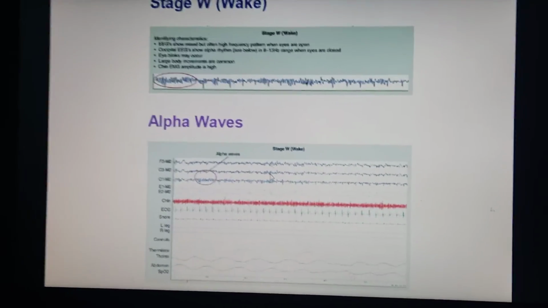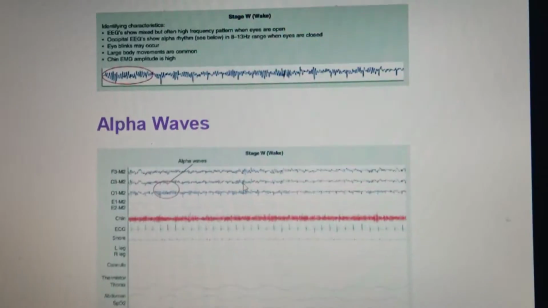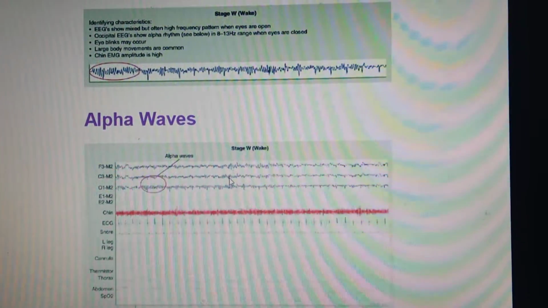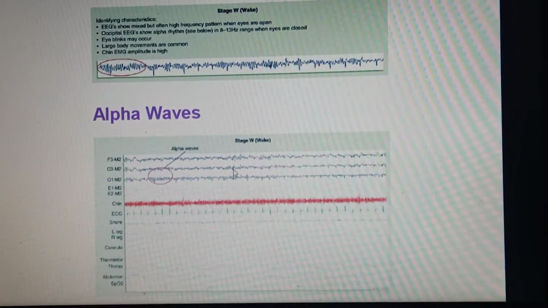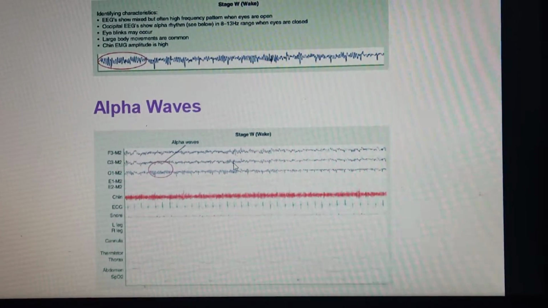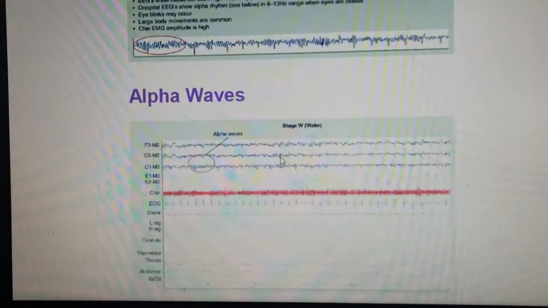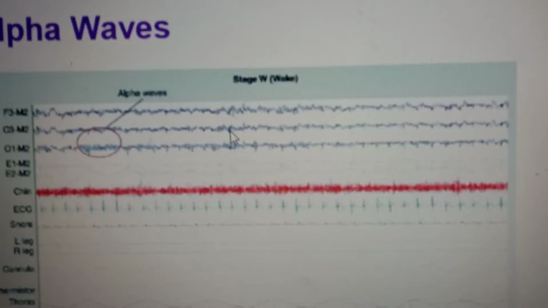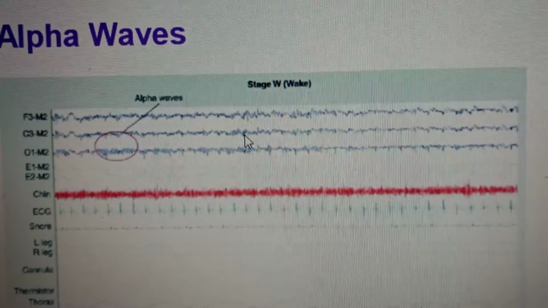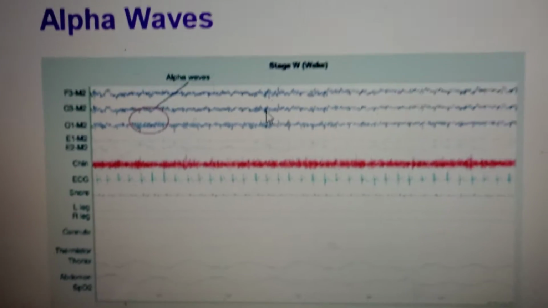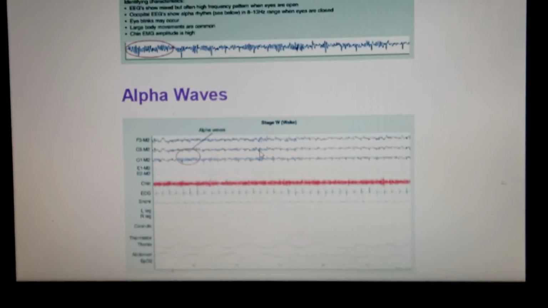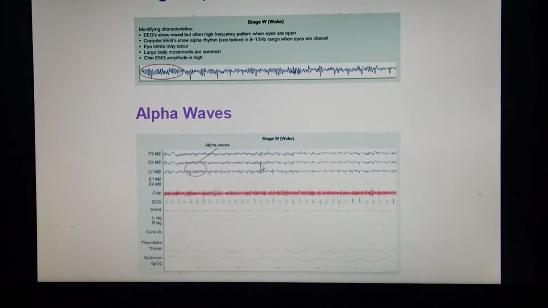This is the wake pattern. You will see the wake pattern here. You can see the alpha activity. Mostly in the whole epoch, you will see alpha activity that is more than 50% of the epoch. You can see this is the alpha activity, and you can see the eye blinks as well.